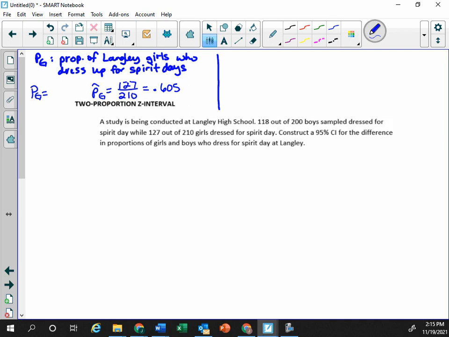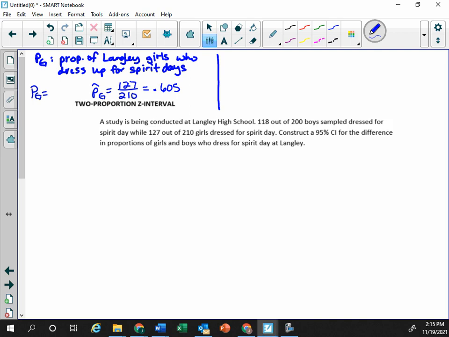If we knew the true proportion, we wouldn't have to construct the confidence interval. We would already know what the true proportion is. Remember, the whole point of a confidence interval is to try to capture the truth within that interval. If we know the truth, it's very easy to capture, okay? So here we're just basing it off of our sample.